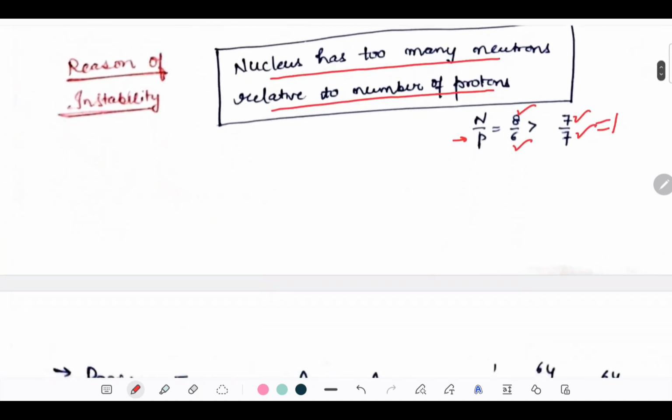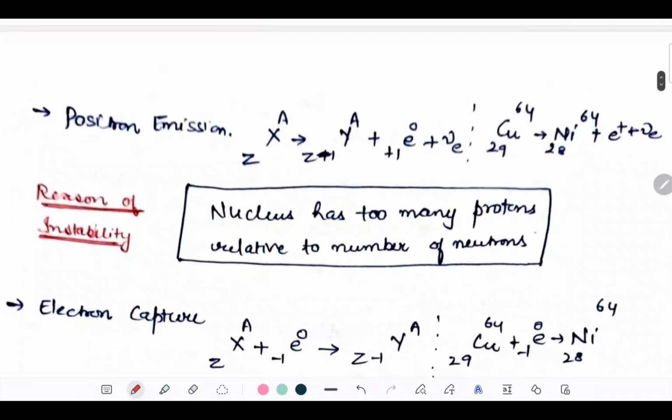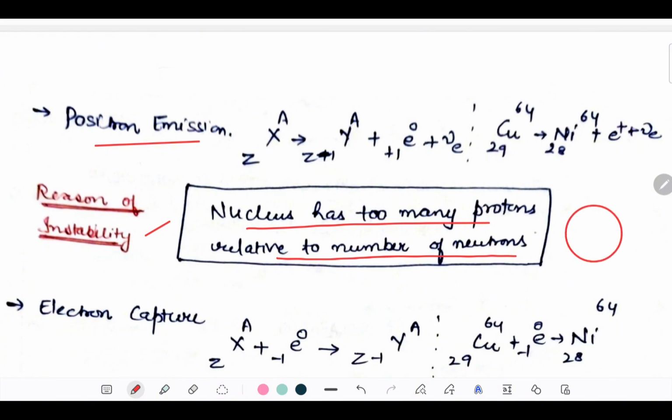Now let's move on to our third decay, positron emission. This is also a reason for instability of a nucleus. In this case, the nucleus has too many protons relative to the number of neutrons. Suppose this is our nucleus, which contains a larger number of protons than neutrons. Then one positron is emitted from the nucleus with one neutrino, resulting in a daughter nucleus with atomic number less by 1 and the mass number remaining the same.